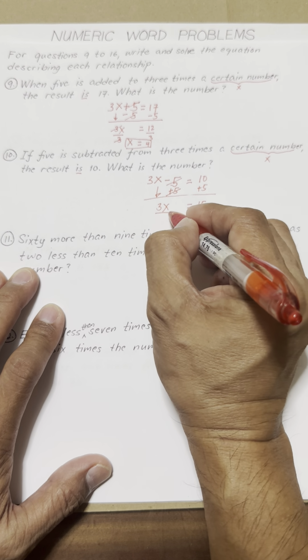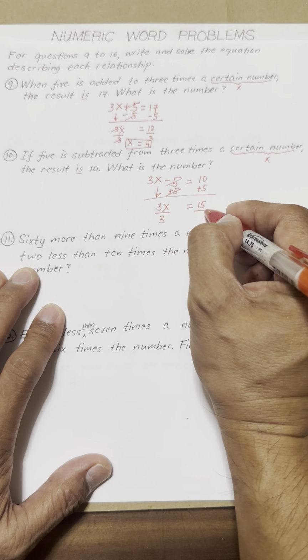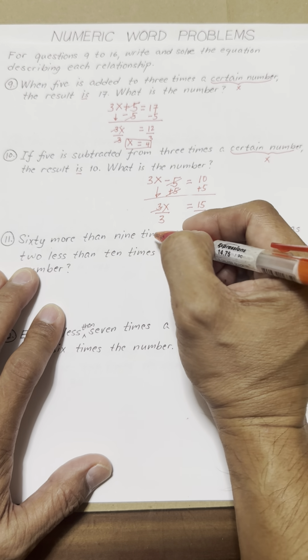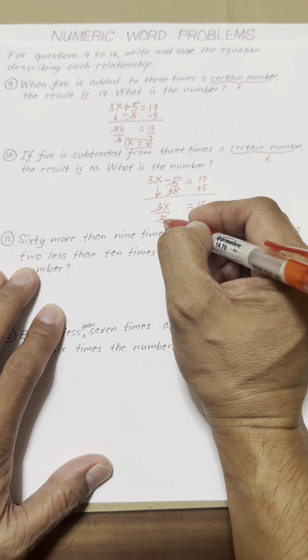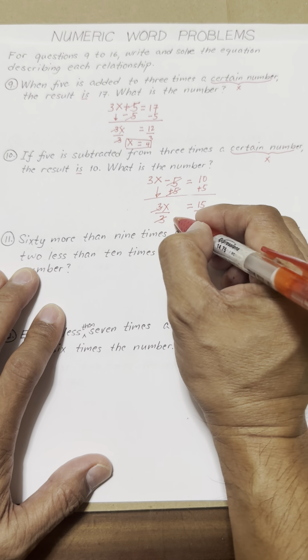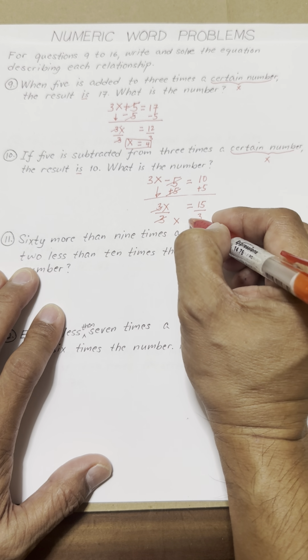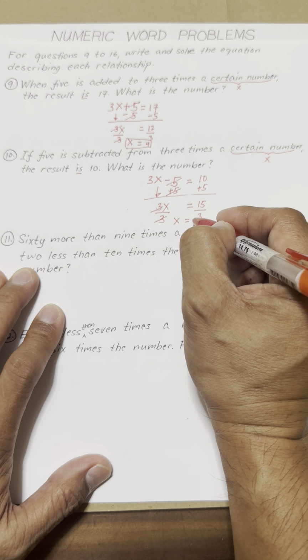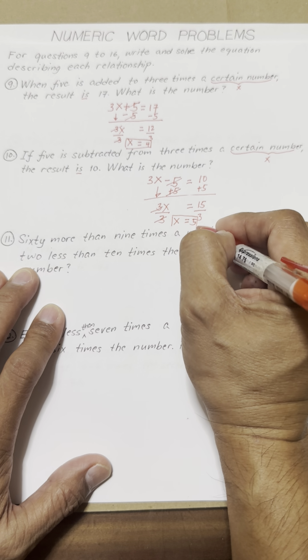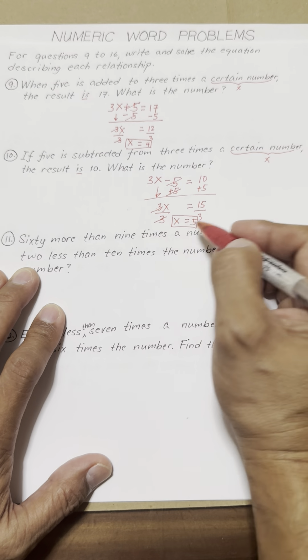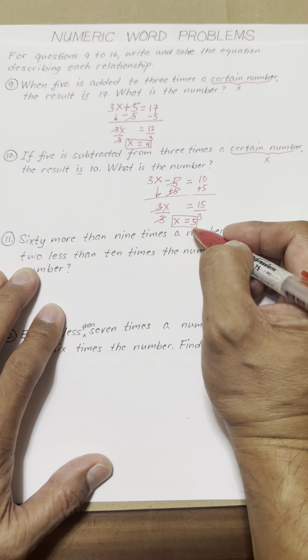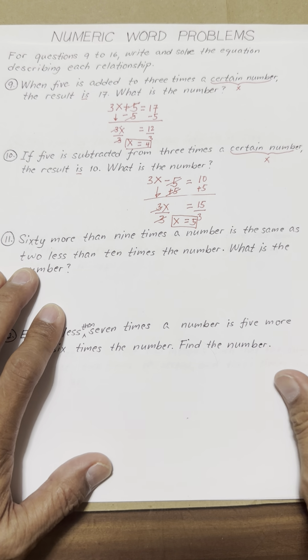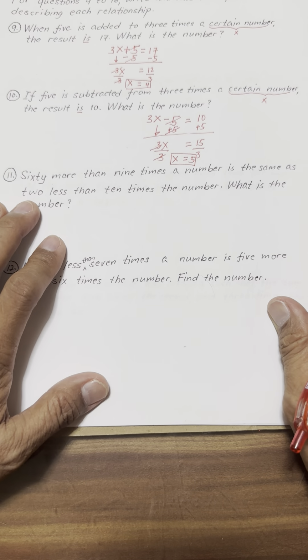Now solving for x, divide both sides by 3. So the numerator 3 cancels out with the denominator 3, leaving only x on the left side. So x equals 15 divided by 3, which is equal to 5. Okay, the question is, what is the number? So the number is equal to 5. Okay, so that's problem number 10.